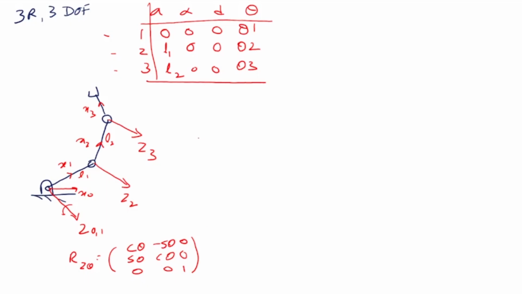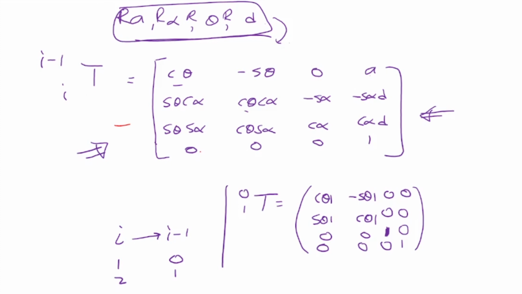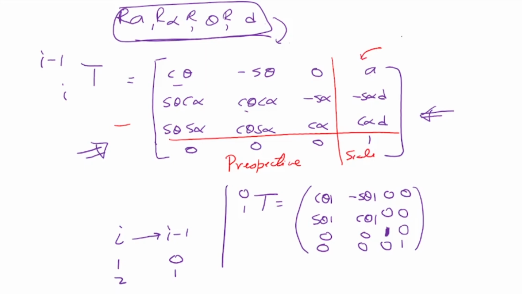Now in terms of the T matrix, which is a homogeneous matrix, let's go back here again. This is a homogeneous transformation matrix. This part is the perspective. This is the scale. This is the distance between origins.